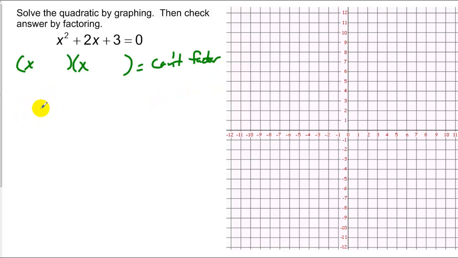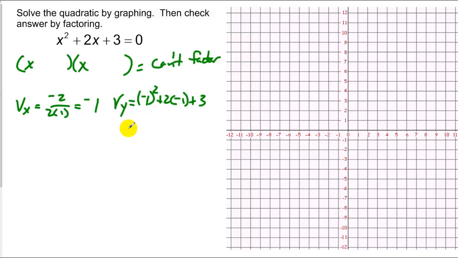So let's go ahead and take a look by finding the x-coordinate of the vertex, taking -b over 2a, getting -1. And v sub y is going to equal -1 squared plus 2 times -1 plus 3, which gives me 1 minus 2 plus 3, or 2. So I have vertex -1, 2.